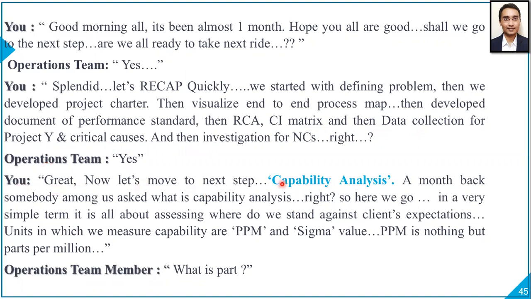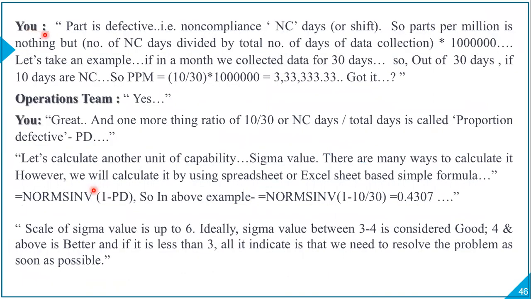Now let's move to the next step, that is capability analysis. A month back, somebody among us asked, what is capability analysis, right? So here we go. In very simple terms, it is all about assessing where we stand against clients' expectations. Units in which we measure capability are PPM, that is parts per million, and sigma value. PPM is nothing but parts per million. Operations team member, what is a part? You responded, a part is defective, that is non-compliance, NC shifts or days.